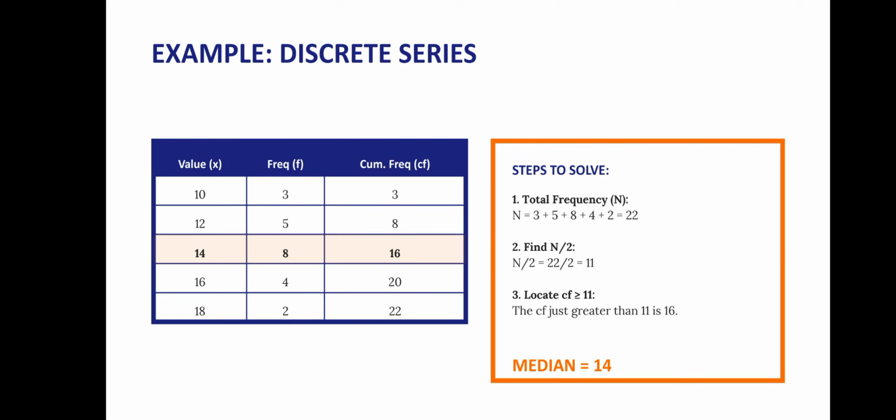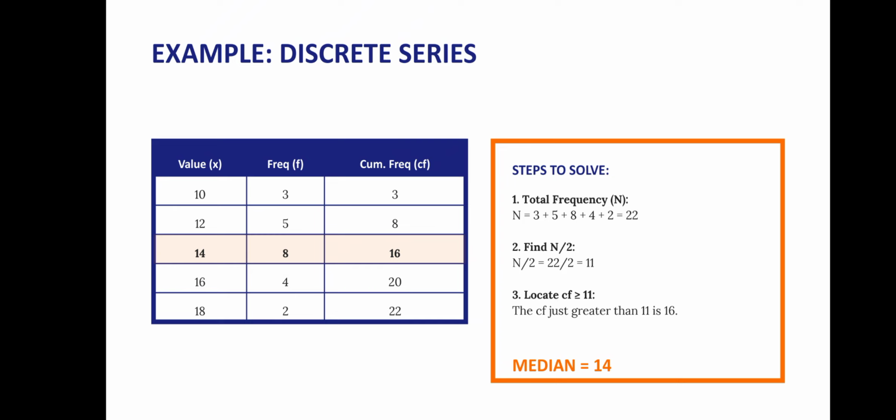Let's take an example here. The values of x in this table are given as 10, 12, 14, 16, 18, and the frequencies are 3, 5, 8, 4, and 2. You can see the value of x is also arranged in ascending order, so you need to take care of this.